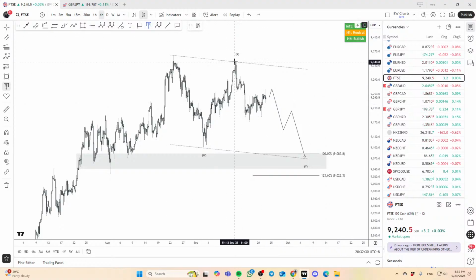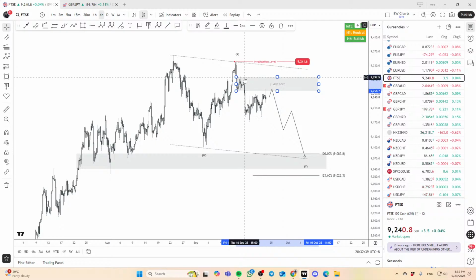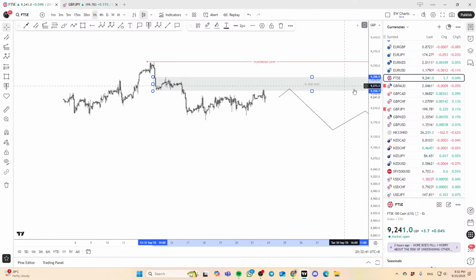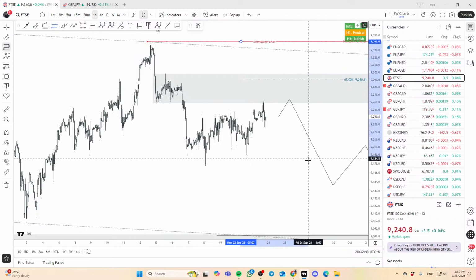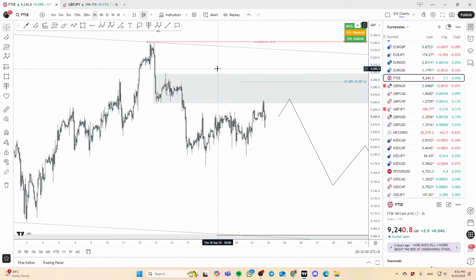So if I start to mark in the invalidation level, that will be it. Okay, if you go down to a smaller time frame, that's going to be your order block. And of course, if I just drop down for you, to be honest, you can even consider a potential short-term sell if you want to, right?